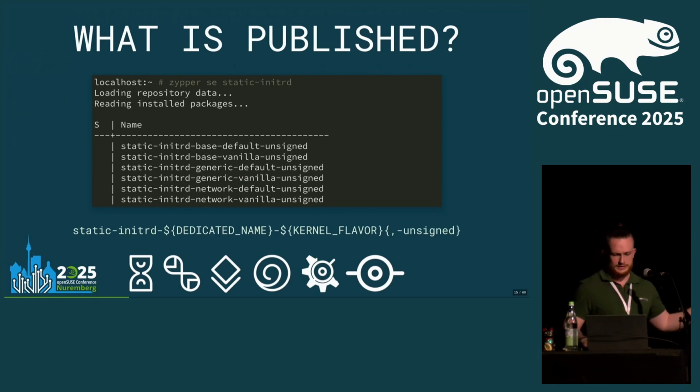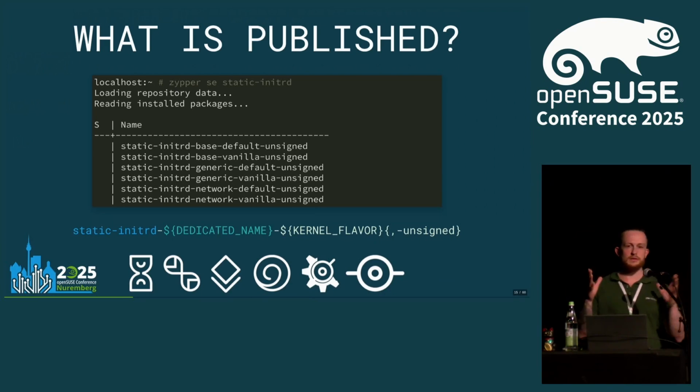So we have some packages called static Initrd, followed by the dedicated name. So I am building three of them. The base one will include a really minimal list of modules, and it should work for most cases. The generic one includes all generic modules. And the network one is an example of a dedicated Initrd that we can have.